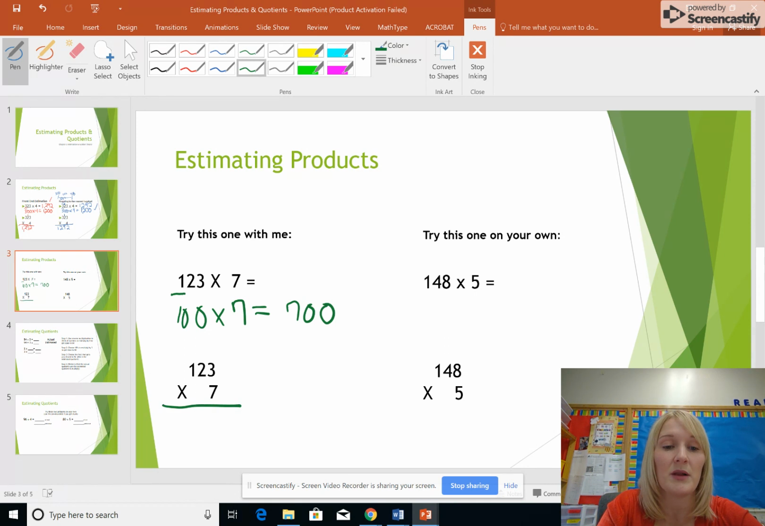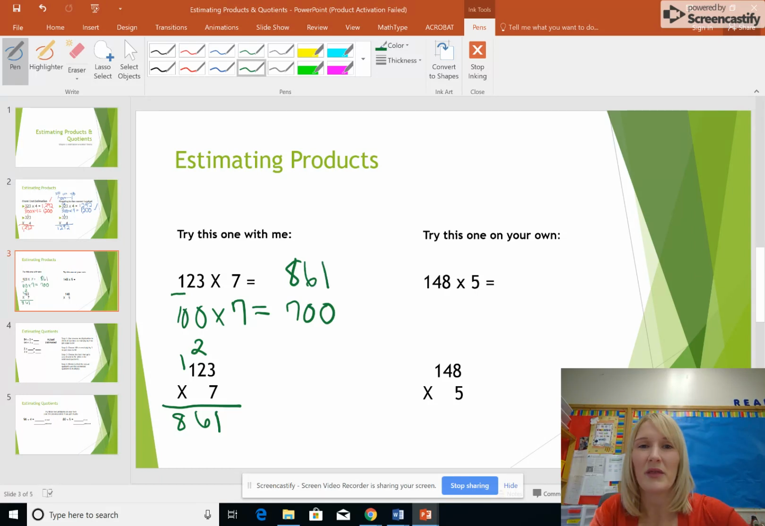Let's actually multiply to check for reasonableness. 7 times 3 is 21. Carry the 2. 2 times 7 is 14. 14, 15, 16. Plus those 2 more. Carry the 1. 7 times 1 is 7. Plus 1 more is 8. So our actual answer is 861. They're within a couple hundred of each other. So checking for reasonableness.